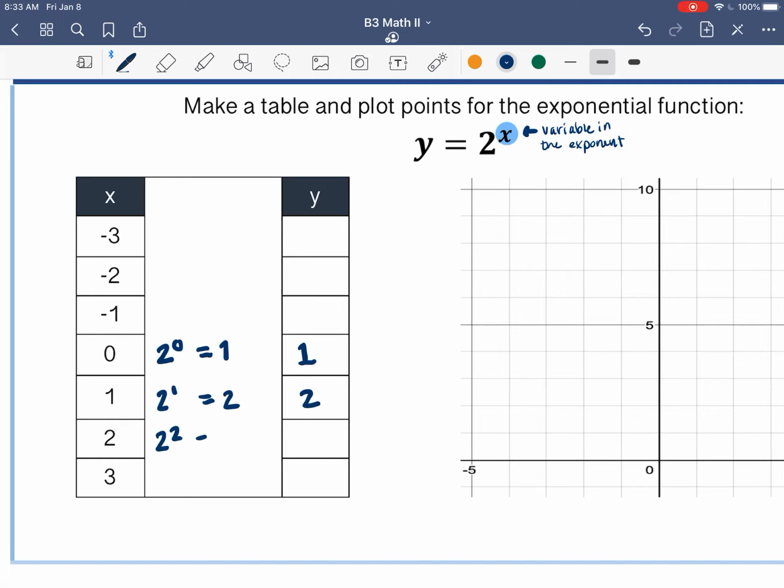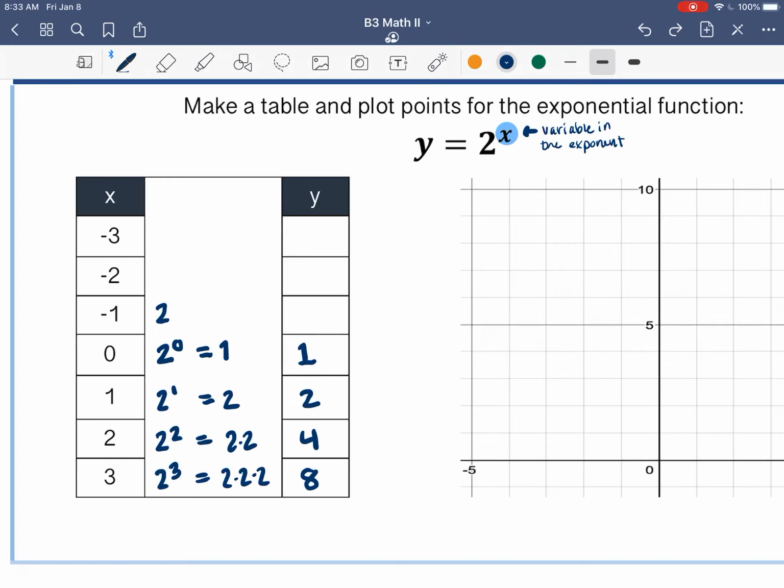2 to the second power, 2 times 2, which makes 4. And then 2 to the third power is 3 2's multiplied together, which makes 8. The reason I did the positive numbers first is because there's a specific pattern that I want you to notice as we start moving into the negatives here.